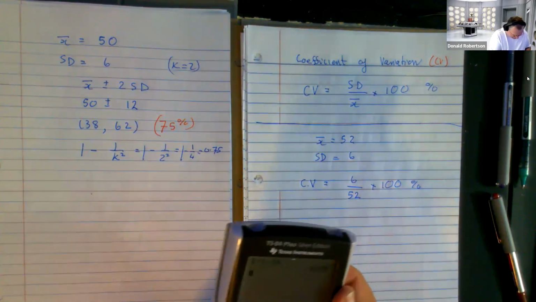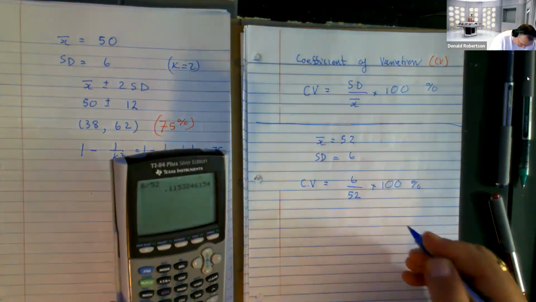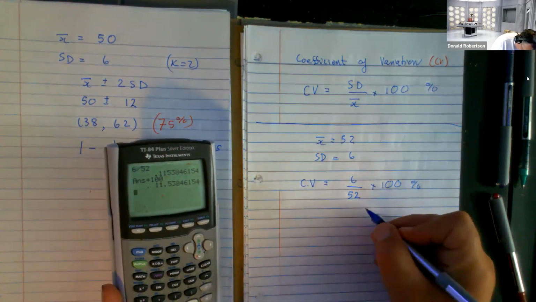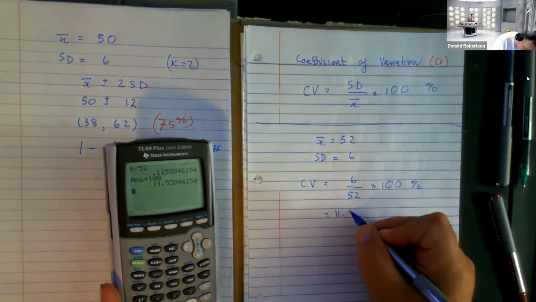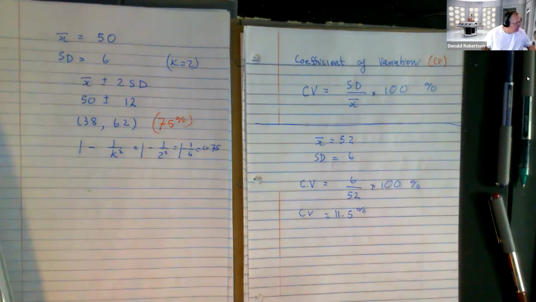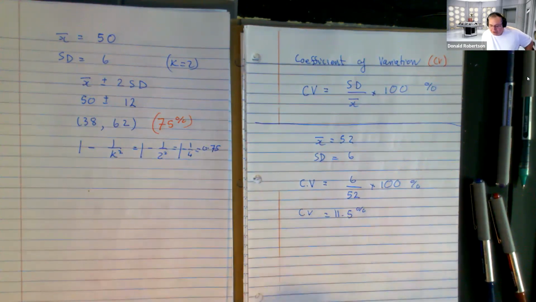So I would just go to my calculator and do 6 divided by 52 and multiply that by 100, and to one decimal place, that is 11.5%. And so this is just another measurement of variation.